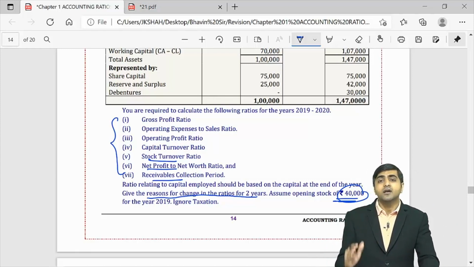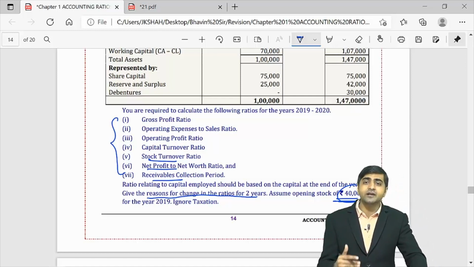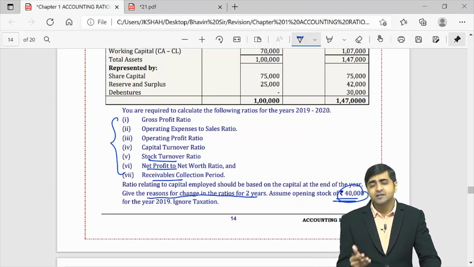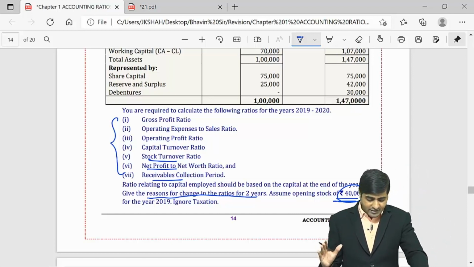But the answer is no, because here we have to do the comparison. So that's why the ratio should be calculated in one specific way only. That is called standard measures of comparison. So that is why we're going to take closing debtors for both the years to calculate your debtors collection period.